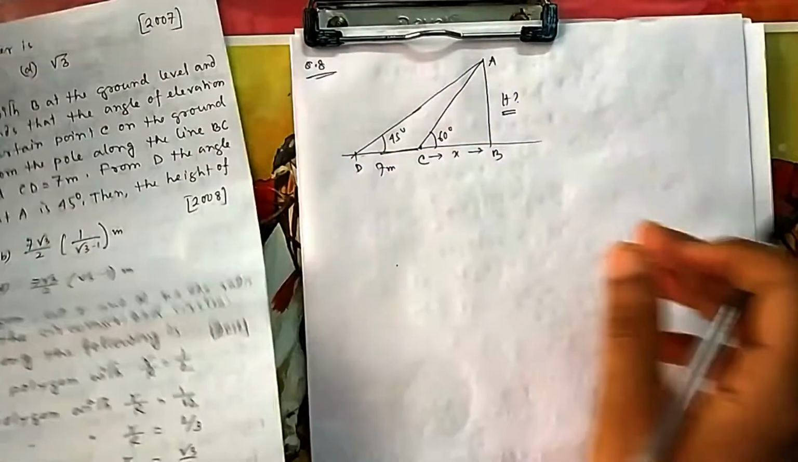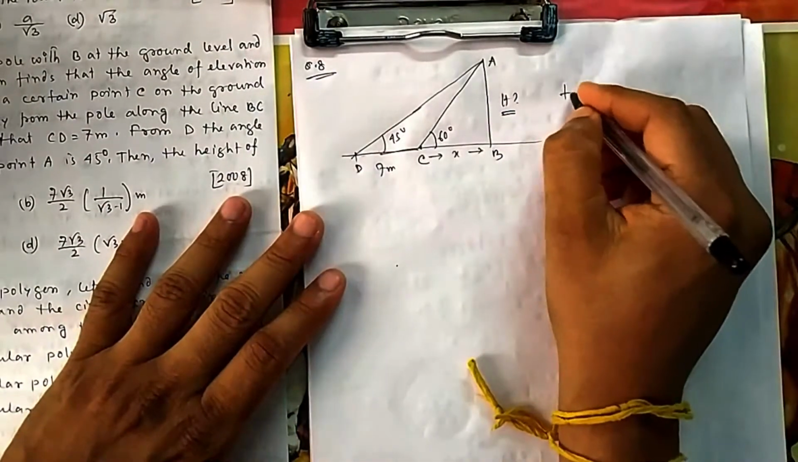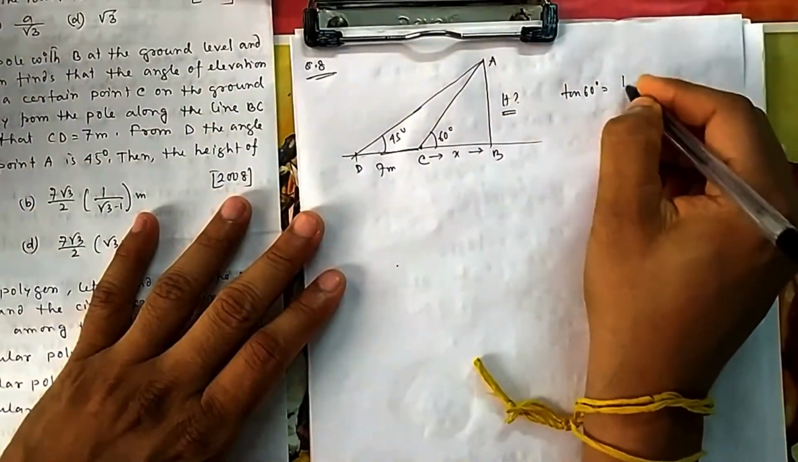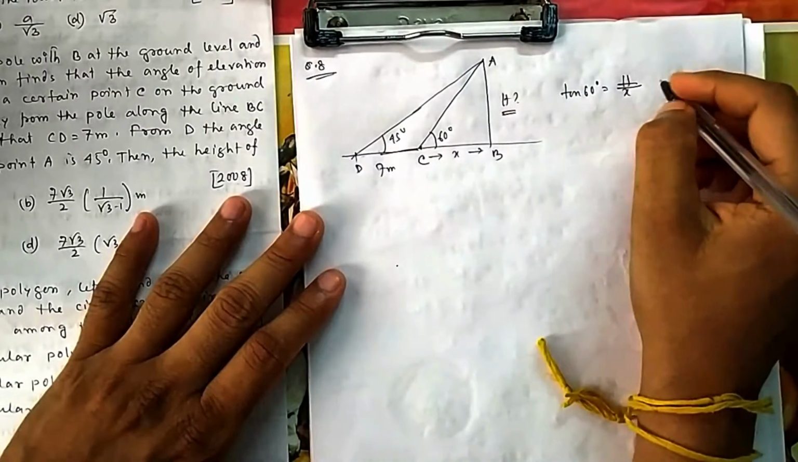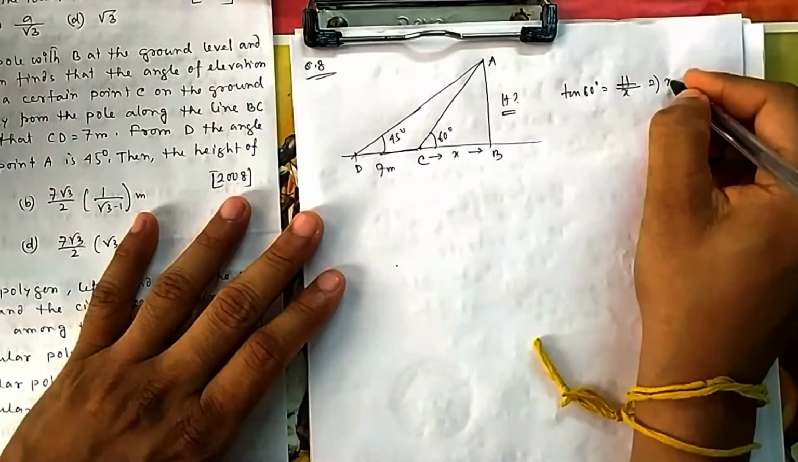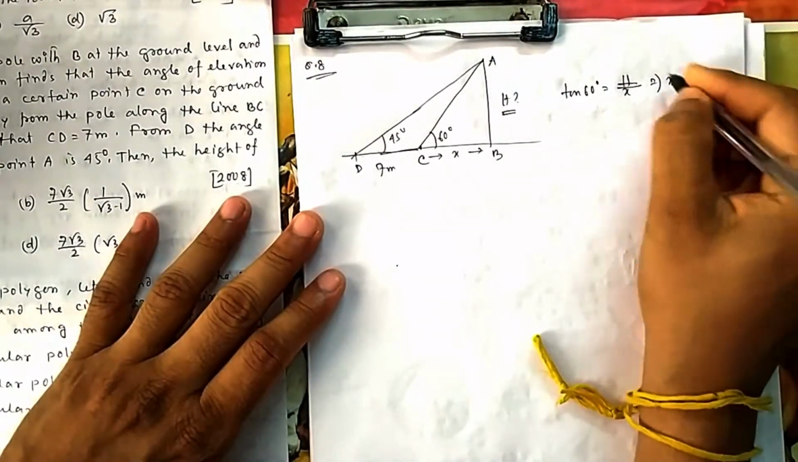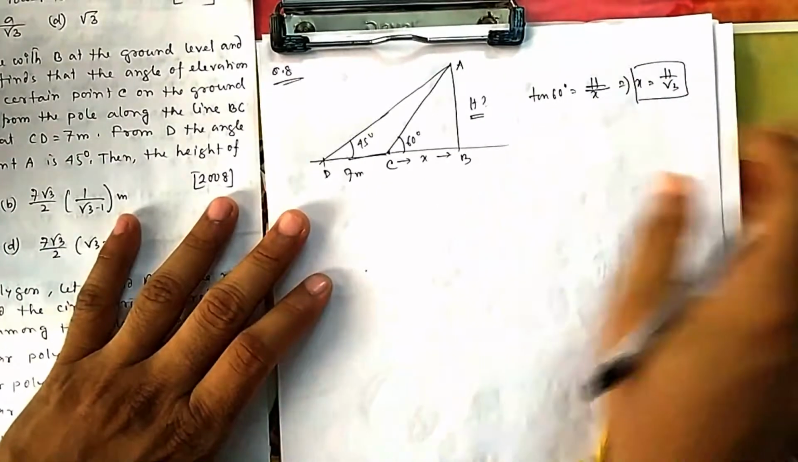So again you can calculate x from both the triangles and you can eliminate x. If you take the smaller triangle, then tan 60 is equal to h by x, which means x is equal to h by root 3. So I am calculating x, I will replace it in the second equation.